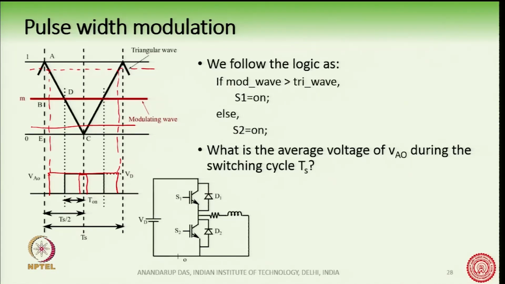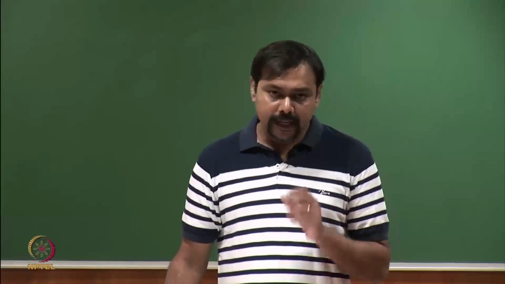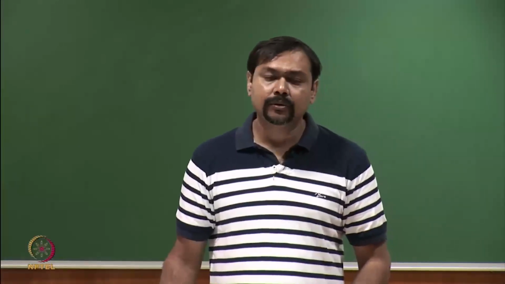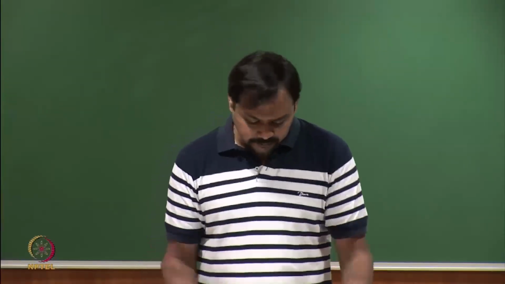By changing the position of the modulating waveform in comparison with the triangular waveform, I can change the average output voltage VAO. The instantaneous output voltage VAO is always fluctuating between 0 and Vd. However, the average output voltage of VAO can be changed by changing the position of the modulating waveform in comparison with the triangular waveform.